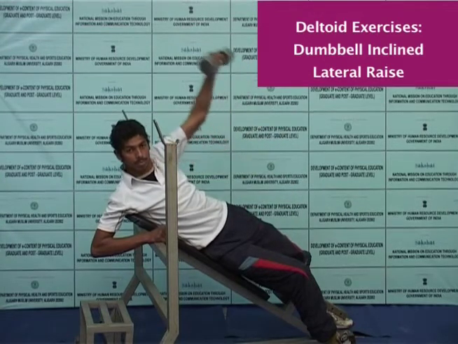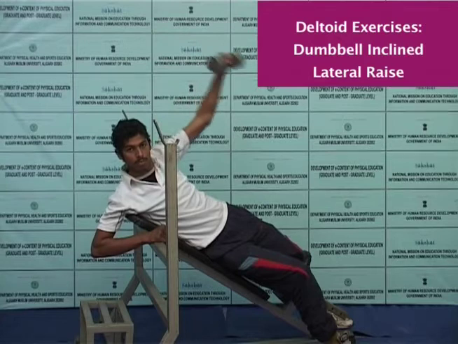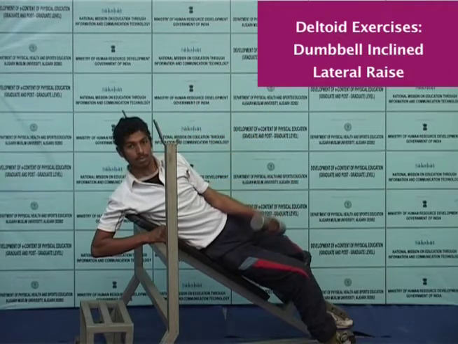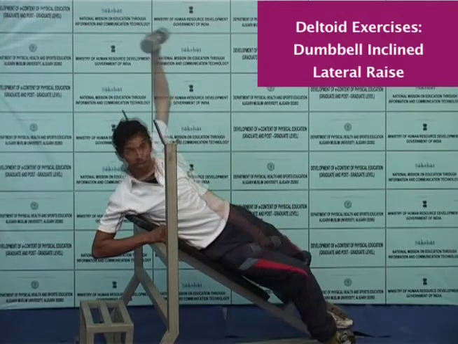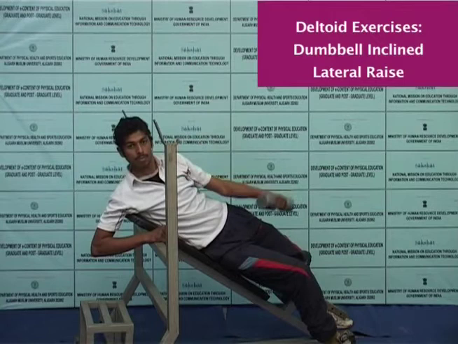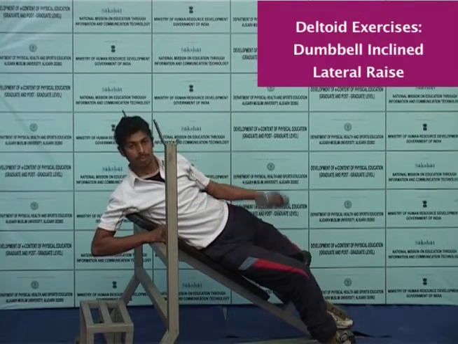Now, we are asking the subject to raise the dumbbell until the upper arm is perpendicular to the torso. Maintain the slight fixed bend in the elbow throughout the exercise. Lower the dumbbell to the front of the upper leg and repeat.